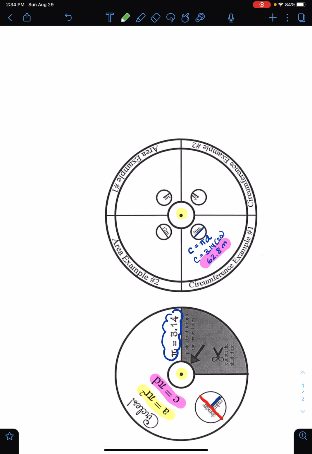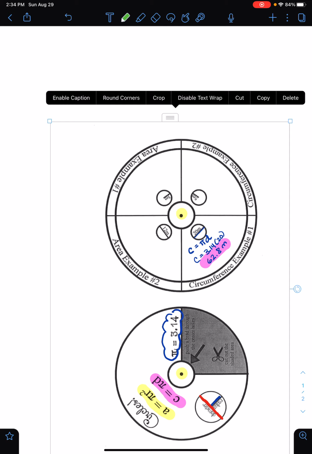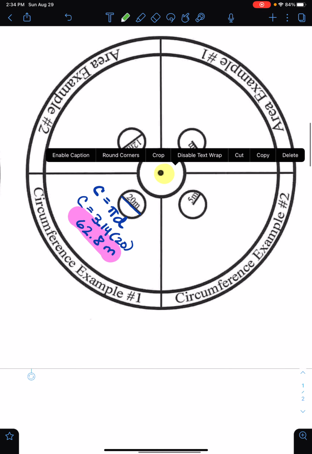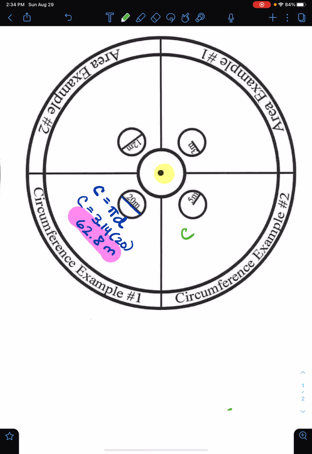Let's do the next circumference. Okay, so again, circumference is pi times diameter. But this time they didn't give us the diameter, they gave us the radius. So if the radius is 5, halfway across the circle, then the diameter must be 10. So I'm going to do pi, which is 3.14, times the diameter, which is 10. I don't even need a calculator for that because I'm just going to move the decimal one place to the right. And that's also meters.